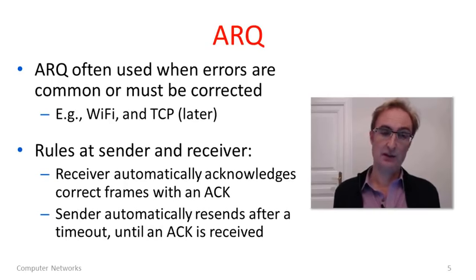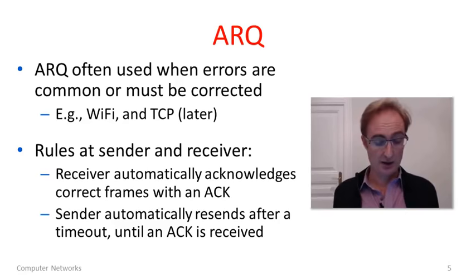ARQ is used in Wi-Fi, and we'll also see it in TCP. It's used where errors are expected or they're common enough and they need to be corrected. In Wi-Fi, it's because it's wireless and there's a lot of loss, so packets might be lost. In TCP, it's because packets might be lost in the network due to congestion. We'll cover TCP later. Now we're really just talking about the link layer, but much the same mechanism is used.